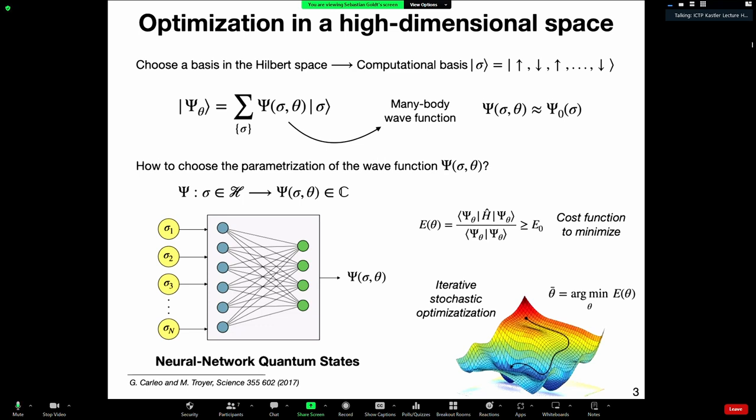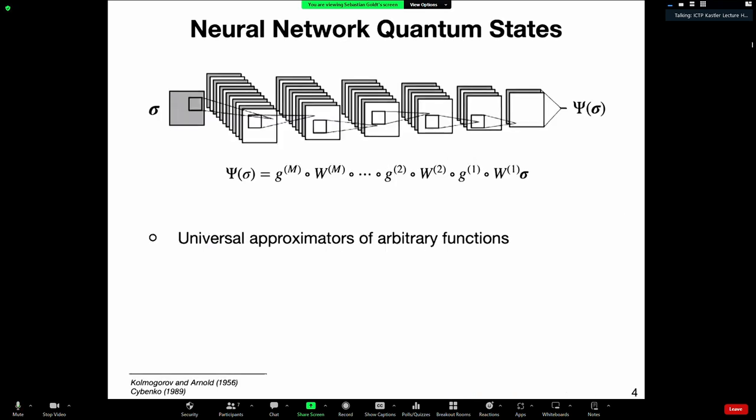Then the optimization is performed with an iterative stochastic procedure, but I want to stress that in this case, there are no input data, as in a common application in the machine learning community. In our case, the data, so the physical configurations, are generated on the fly during the optimization. If you are interested, we can discuss this process later. So why are neural networks useful in this context? We know that there are universal approximation theorems that say that, by increasing the number of parameters, we can optimize arbitrarily well every function, so in principle also the ground state of a many-body Hamiltonian.